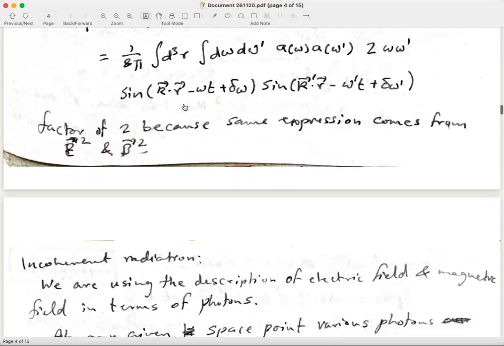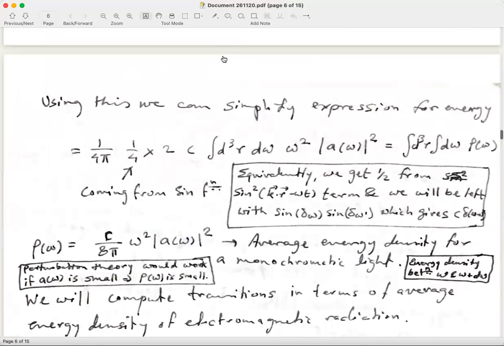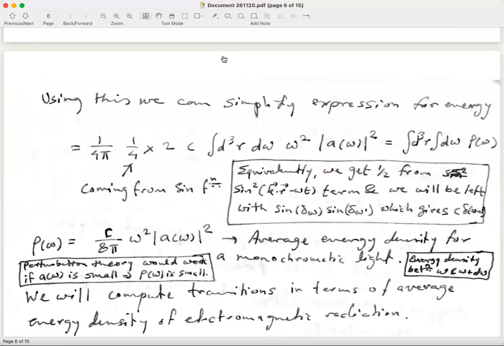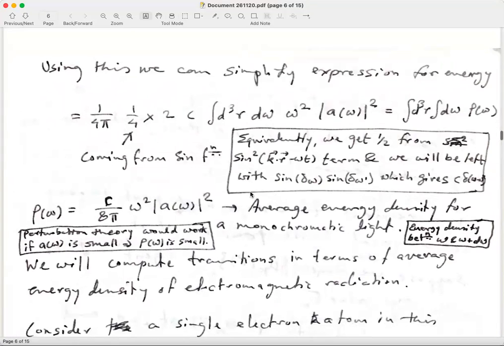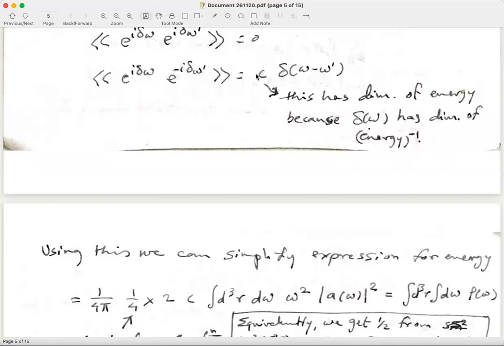So therefore you have sine of k dot r minus omega t times sine of k prime dot r minus omega t, and that integration needs to be done over r as well as omega. When you do the averaging of that expression, you can check that the sine function would give you a factor of 1/4. And this c is just the factor that we had written down here.